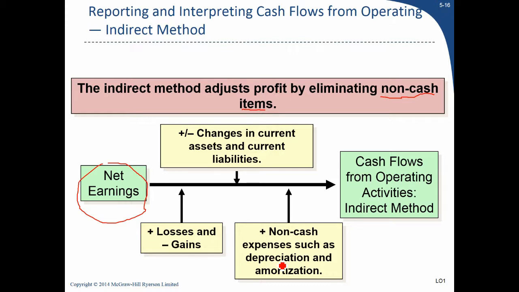Okay, so depreciation is called a non-cash expense. Amortization is the same thing as depreciation. It's just, depending on the type of asset, you call it depreciation versus amortization, but it's the same thing. And once we make all these adjustments, we get to cash flows from operating activities. Okay, and remember, that's just the first section.